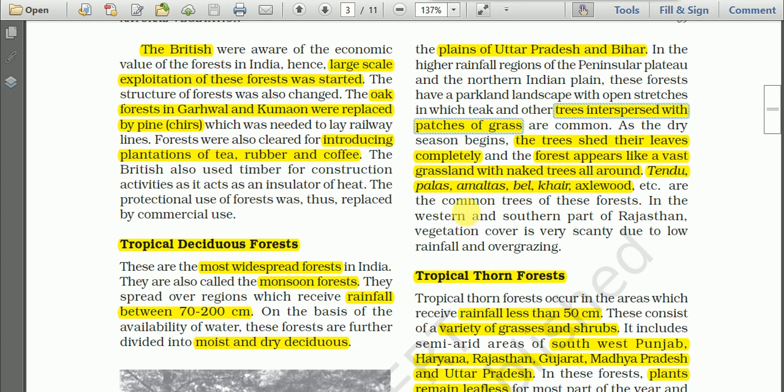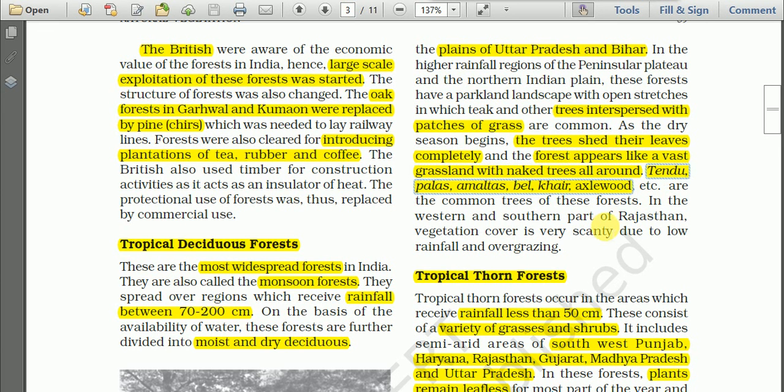And as the dry season begins, the trees shed their leaves completely. So this is one of the most important characteristics of tropical deciduous forest, maybe moist deciduous or maybe dry deciduous. Trees of tropical deciduous forest shed their leaves completely for about 8 weeks in a year during the dry season, and the forest appears like a vast grassland with naked trees all around, meaning trees without leaves.